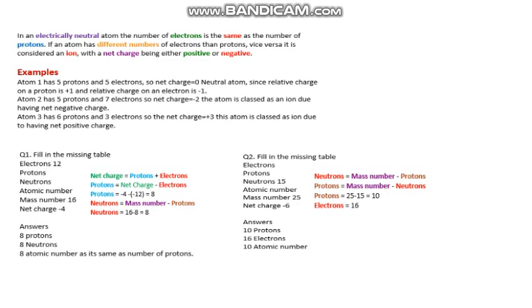Now, if we look at the net charge, it is -6, and we have 10 protons. So that means that there must be 6 more electrons than protons. Therefore, the number of electrons must be 16. So we have now obtained the number of protons, electrons, and the atomic number is also the same as the number of protons. So we have 10 protons, 16 electrons, and 10 for the atomic number.